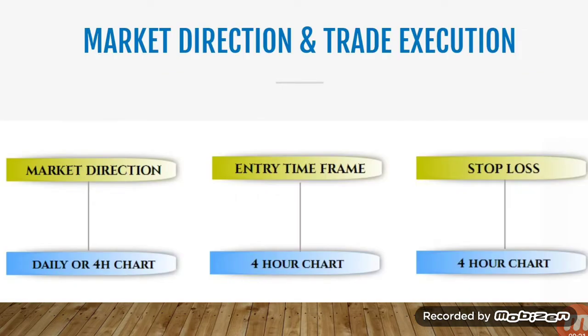Now, market direction and trading opportunities are determined by analyzing the Japanese candlestick signals, trend lines, and consolidation patterns provided by the daily chart and the 4-hour chart. And once a trading opportunity has been identified, entry then takes place using the signals and patterns provided by the 4-hour chart. Of course, no trade is complete without a strong stop loss.